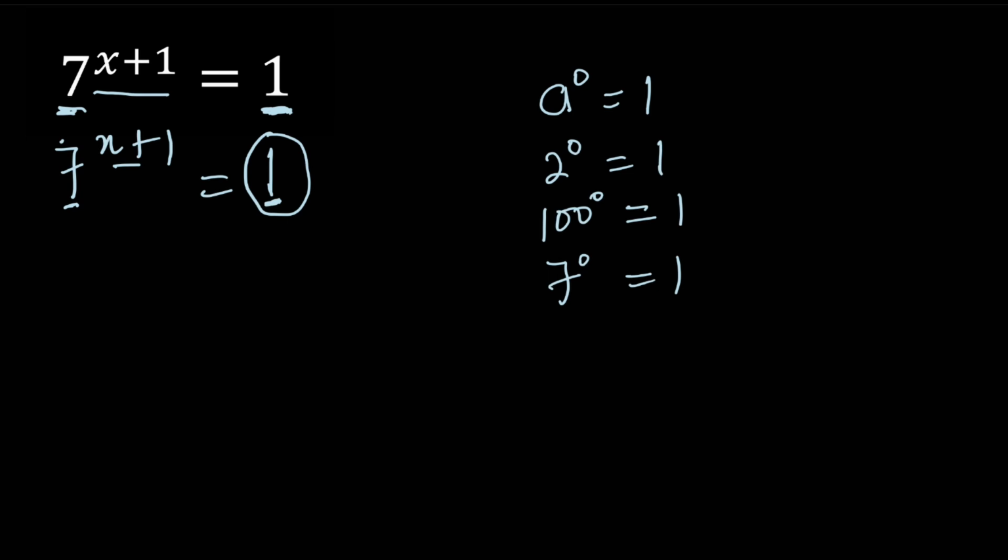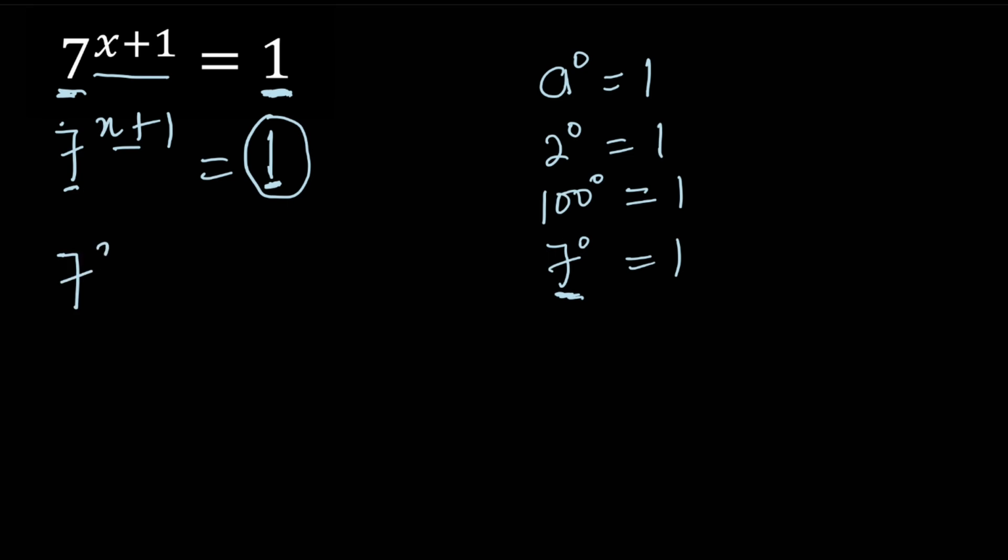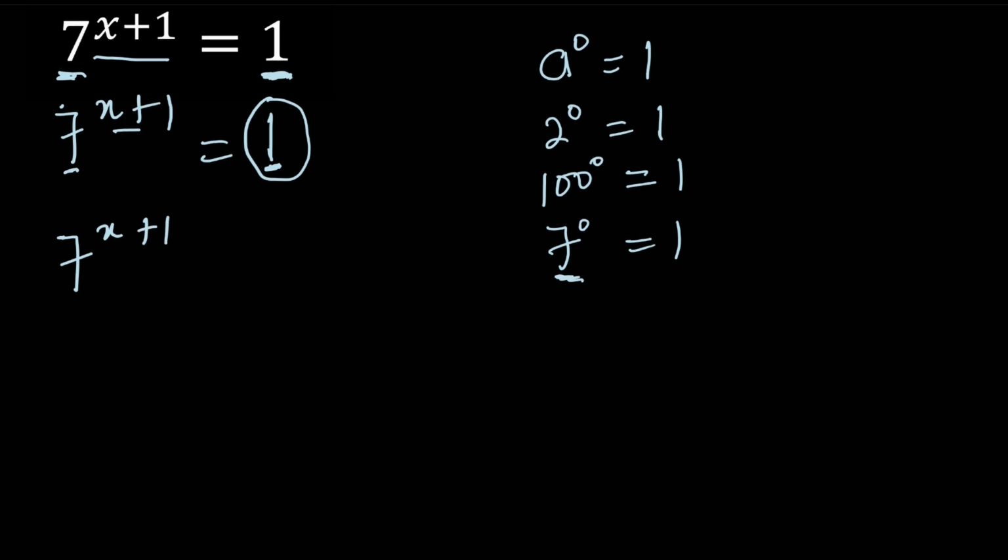So meaning we can convert this 1 to 7 to the power 0, which will make the bases the same. So let me rewrite the question. We have 7 to the power x plus 1 equals 7 to the power 0. Now this 1 becomes 7 to the power 0. So then, because the bases are the same, we can equate the exponents, okay? So equating the exponent is going to be x plus 1 equal to 0.